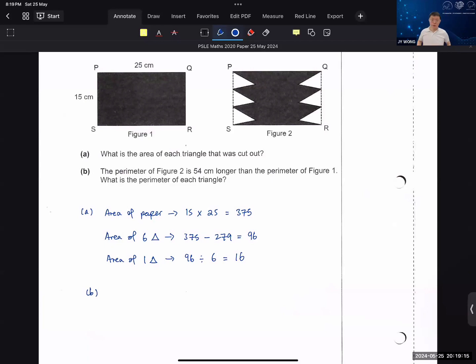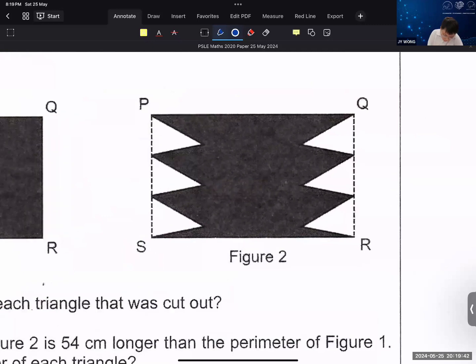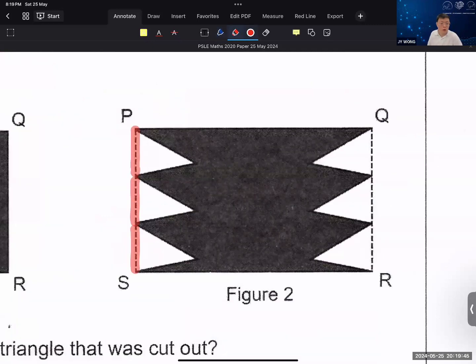The perimeter of figure 2 is 54 cm longer than the perimeter of figure 1. How come the perimeter is longer? The perimeter becomes longer. You ask yourself, what do you lose? When you cut out, you lose this, this, and this. But what do you gain? You gain this, you gain this, you gain this, and so on and so forth. You get the idea.